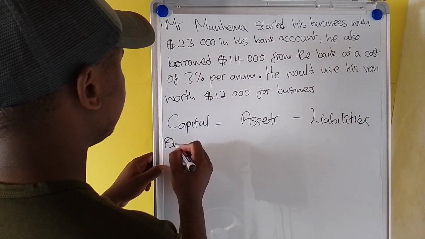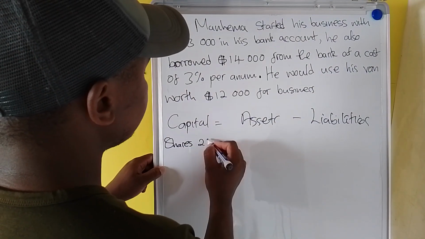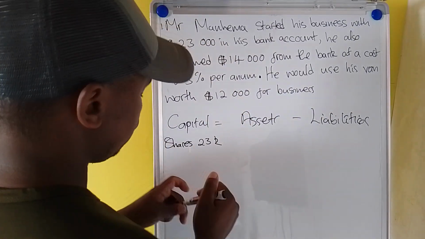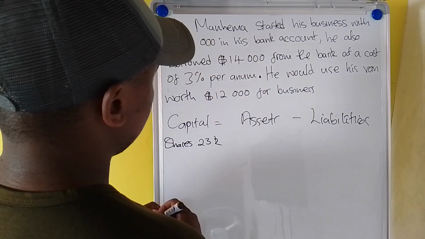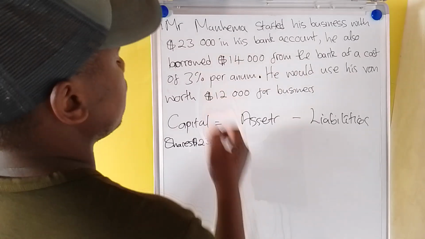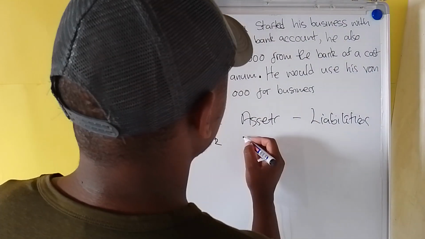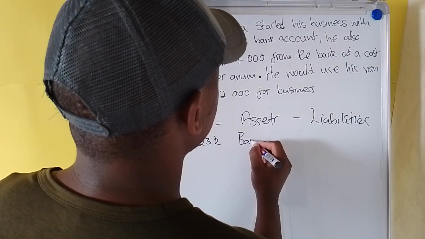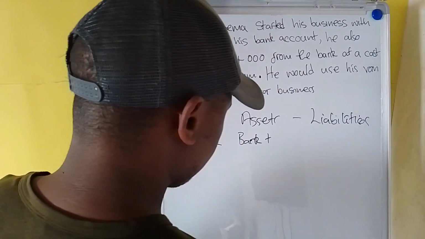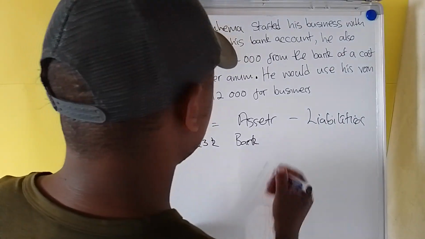capital was injected, let's say shares, 23,000. This first 23,000. The money was injected into the bank account. So now we come to the bank. The bank also has 23,000.